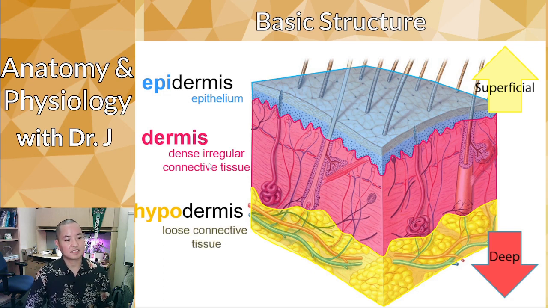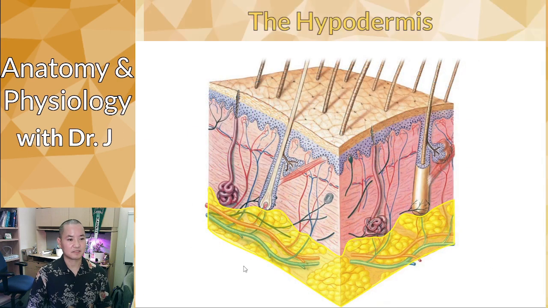So what we see is that instead of being dense irregular connective tissue, it's actually loose connective tissue. And more specifically, the two main types of tissues that make up the hypodermis are that very open, more fluid areolar connective tissue, which has very few fibers and a lot of ground substance, and also white adipose tissue. So this is where you find a lot of what we call subcutaneous fat.